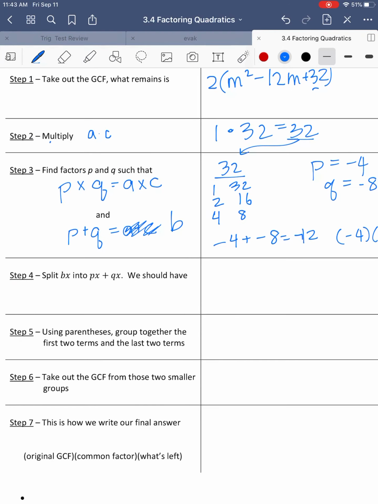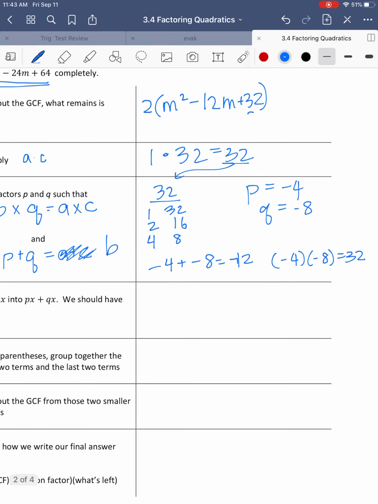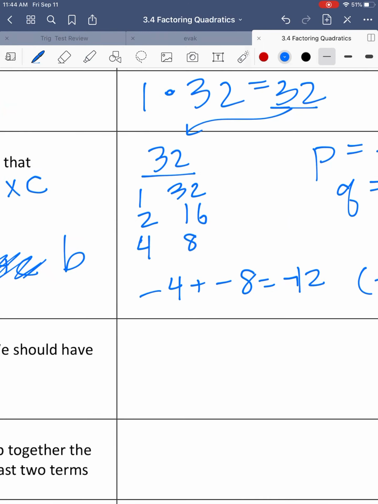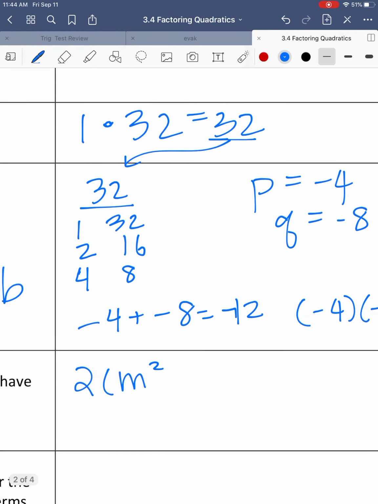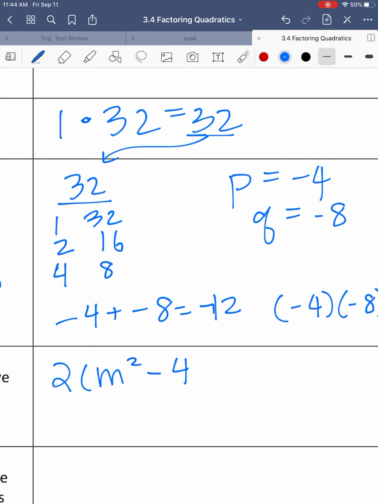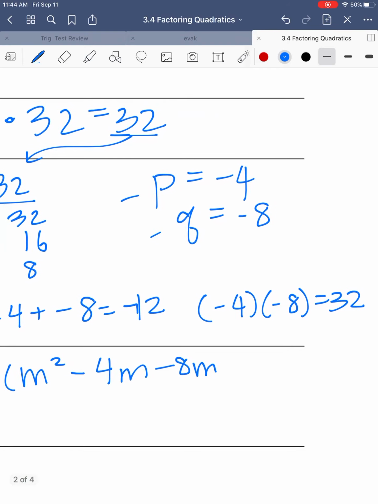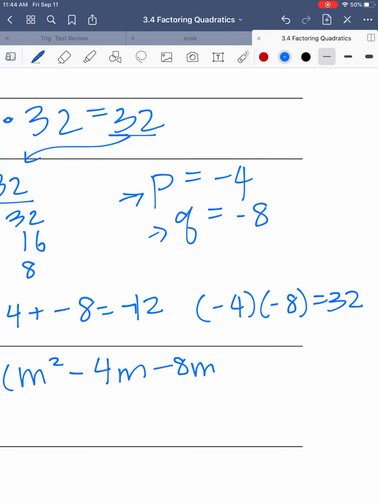And now we're going to split bx into px and qx. So we have 2 times m squared, that is left alone, but b is now split into minus 4m minus 8m from p and q, and we then just plus 32 at the end again.